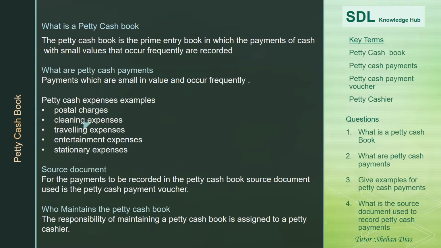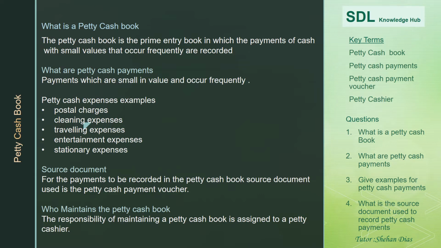First, we will look at what a petty cash book is. Petty cash book is a prime entry book which records petty cash transactions. So, what are petty cash transactions? These are payments which are small in value and occur frequently. For example, petty cash expenses include postal charges, traveling expenses, cleaning expenses, entertainment expenses, stationery expenses, etc.